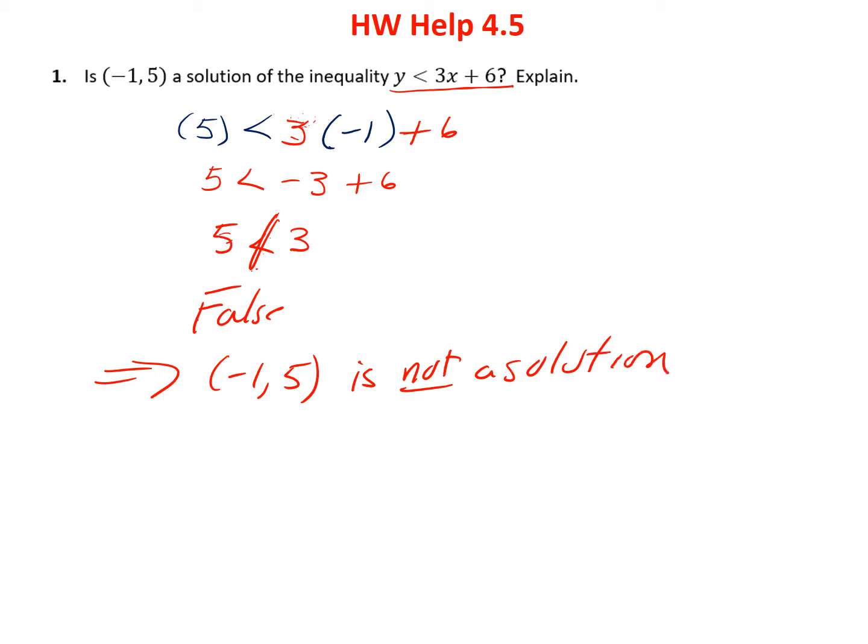All right? If we'd gotten something like 5 is less than 7, then we'd have known, oh, that point works. So if I was looking at it graphically, this is a line that starts at 6 and goes up like this. And we're looking at all the points that are less than this. It must mean that the point (-1, 5) sits up like this. So in other words, it's greater than, not less than.